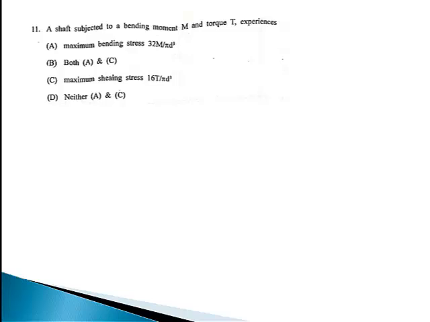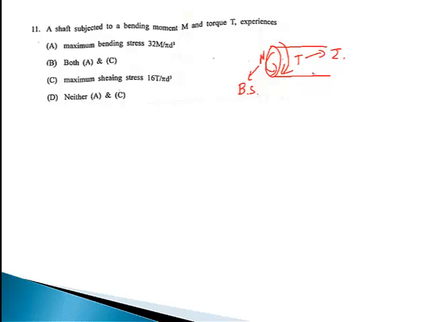Here one question is given: the shaft subjected to bending moment and torque experiences. So it's from strength of materials. A shaft is there, and it is subjected to a torque and also a moment. If you have the basic knowledge, you know that for a bending moment generated, a bending stress will be generated. For a torque, a shear stress will get generated.